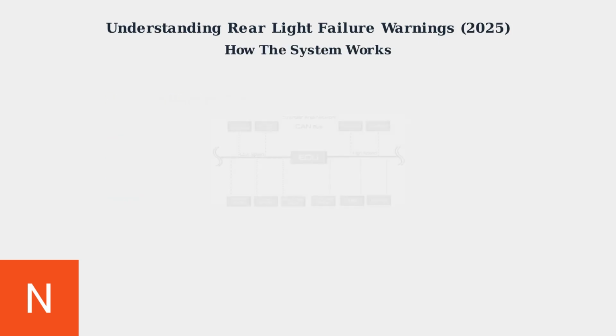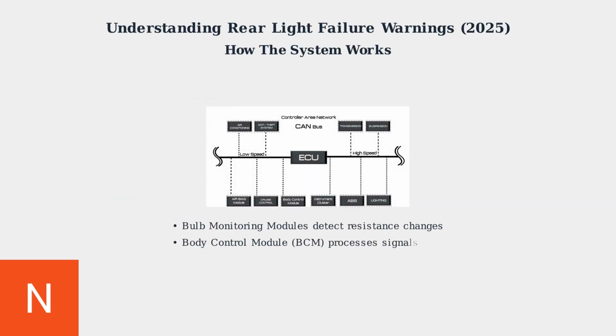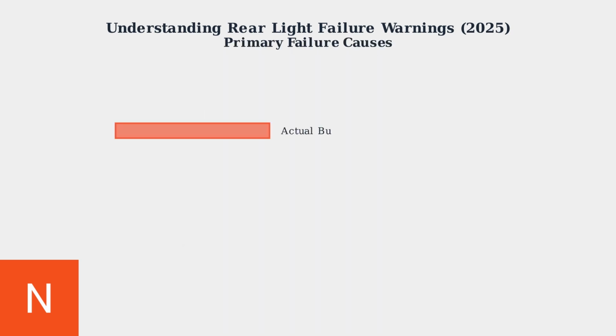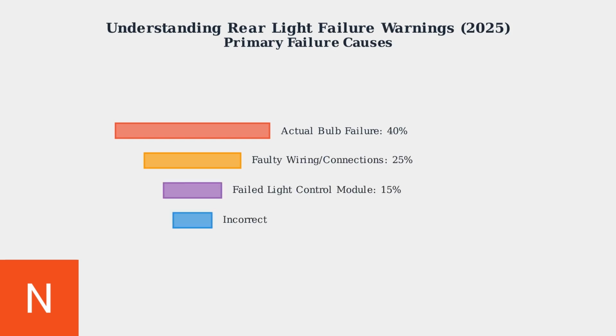The system works through a network of components. Bulb monitoring modules detect changes in electrical resistance. The body control module processes these signals through the CAN bus network, and dashboard warnings are triggered automatically with specific diagnostic trouble codes. The primary causes of rear light warnings break down as follows. Actual bulb failure accounts for 40% of cases, faulty wiring or connections 25%, failed light control modules 15%, incorrect bulb types 10%, and software glitches 10%.